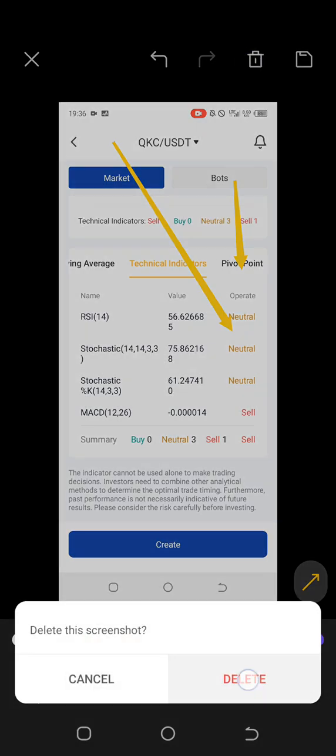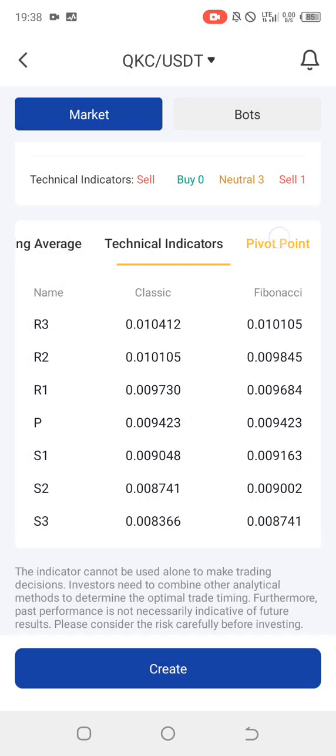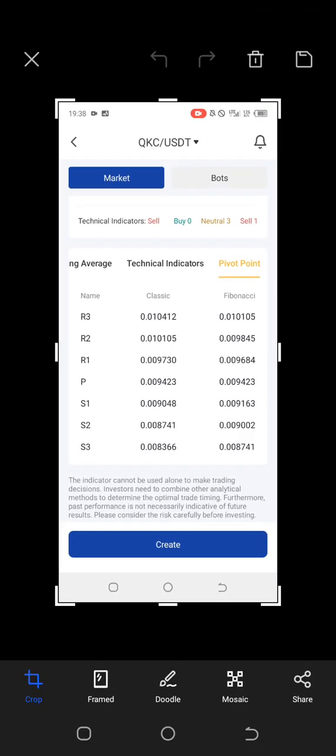Okay, so let me tap on the pivot. As you see, we have resistance 3, resistance 2. The R means resistance, the S means support. So we have resistance level 3, level 2, level 1, and then we have the pivot point, and then we have the S1, S2, S3. All of this, you don't have to worry yourself about, we'll teach them. We are teaching them anyway. If you want to gain more knowledge on it, so that when you are picking them for trades, you know what you are doing.